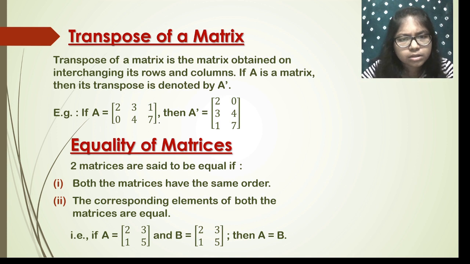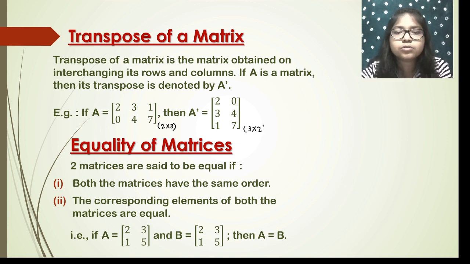The order of these matrices, number of rows is 2 and number of columns is 3. And the order of this matrix is 3 by 2. The order also gets interchanged.